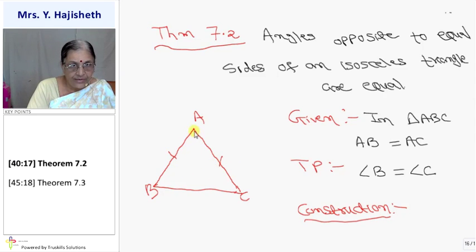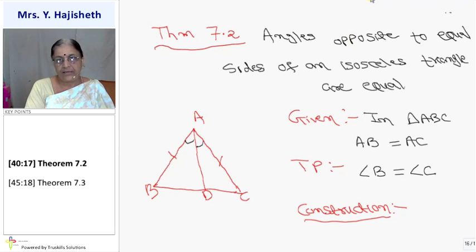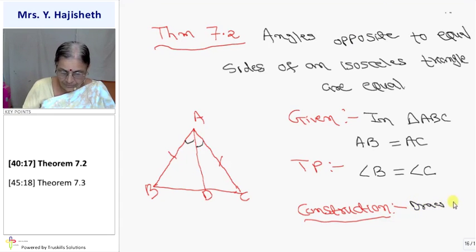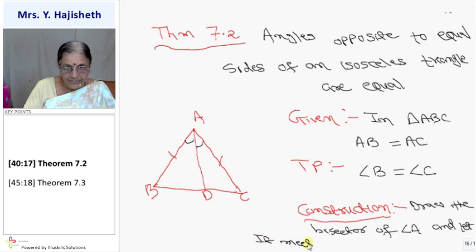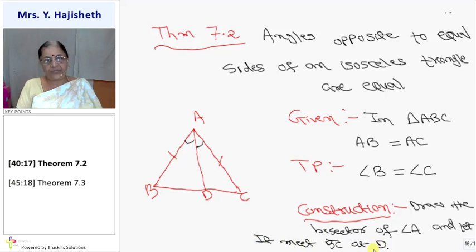In construction I draw the angle bisector of A. Let it meet my BC at D. So these two angles are going to be equal, this angle and this angle. In construction we draw the bisector of angle A and let it meet BC at D. Clear? Now proof.